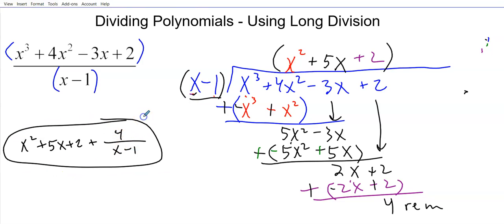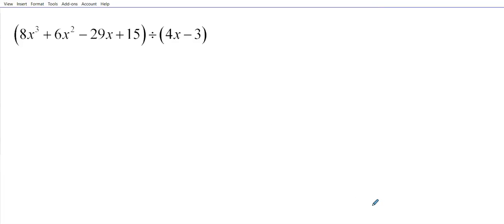And that's our answer if we divide those two polynomials. There is a remainder, which means this x minus 1 is not a factor. If the remainder was 0 here, it would be a factor, but it's not. So it does not divide nicely into that polynomial. Let's try this one.